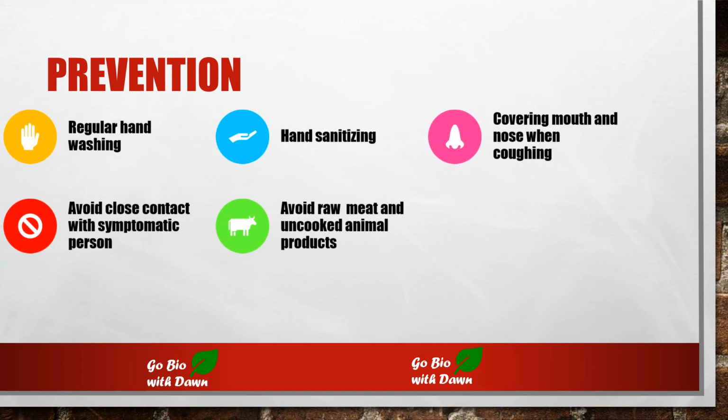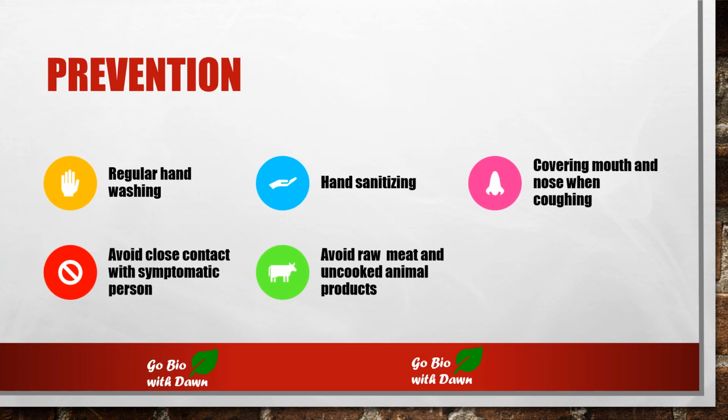As we all know, prevention is better than cure. So make sure that going forward, you regularly wash your hands or sanitize and avoid touching your face. When coughing or sneezing, cover your mouth and nose with a tissue. Avoid close contact, at least at a distance of 1 to 2 meters between you and a symptomatic person. And lastly, make sure that you avoid the consumption of raw meat and uncooked animal products.